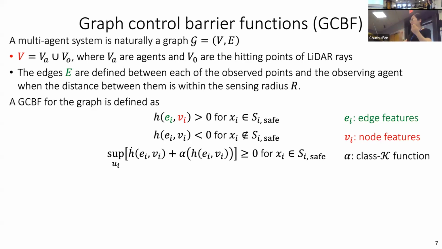You can send some information to each other. If it's just a LiDAR ray hitting point, that means it's very passive. You know the distance and angle to that hitting ray. And if it's another agent, they might be able to tell you their type and their velocity.